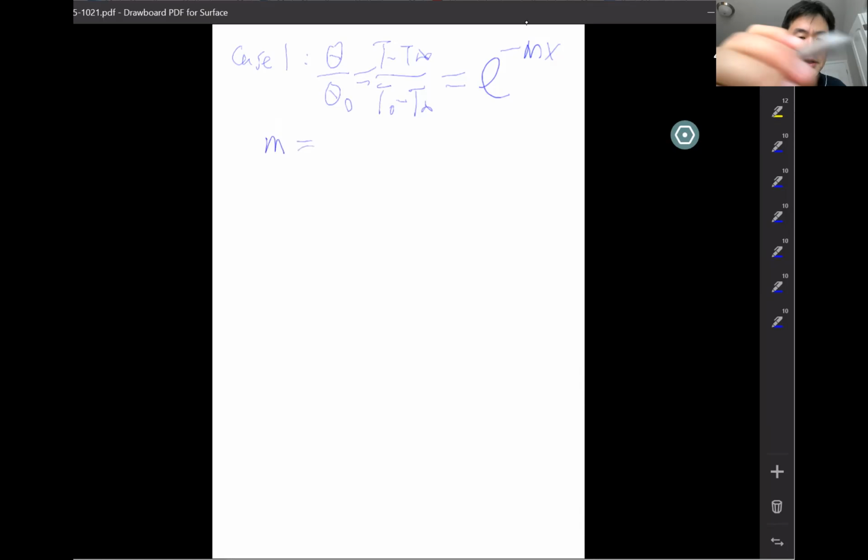Okay, m is defined as this. m equals the square root of, so m squared equals HP divided by KA. It's a property. So that's a solution for that. Actually, I didn't write down the general equation. Let me write it on the previous page. I missed that, and I want to give it to you in case some of you are interested.